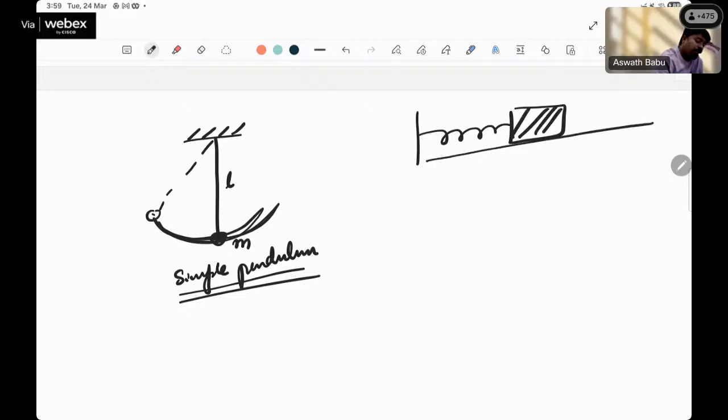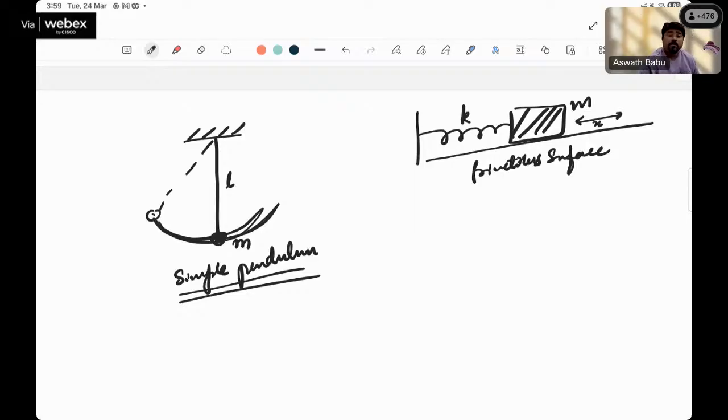You take a mass m on a surface, let's say a frictionless surface, and let's say a spring is there with some spring constant. If I dislodge the mass by some distance x, it is going to oscillate, just like a simple pendulum oscillating.